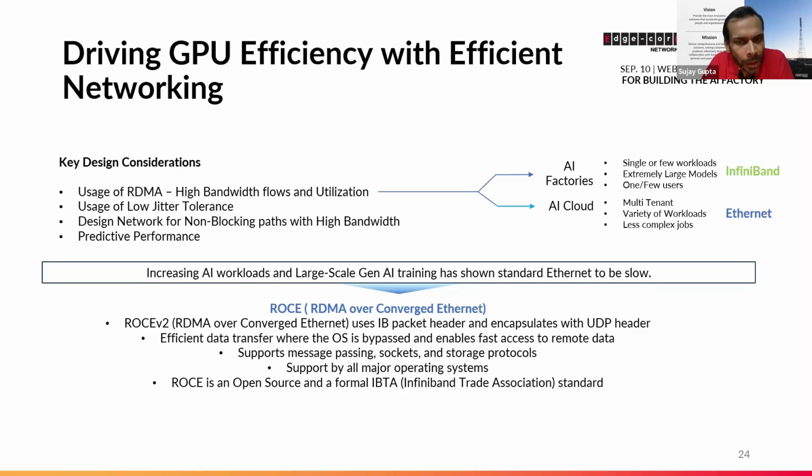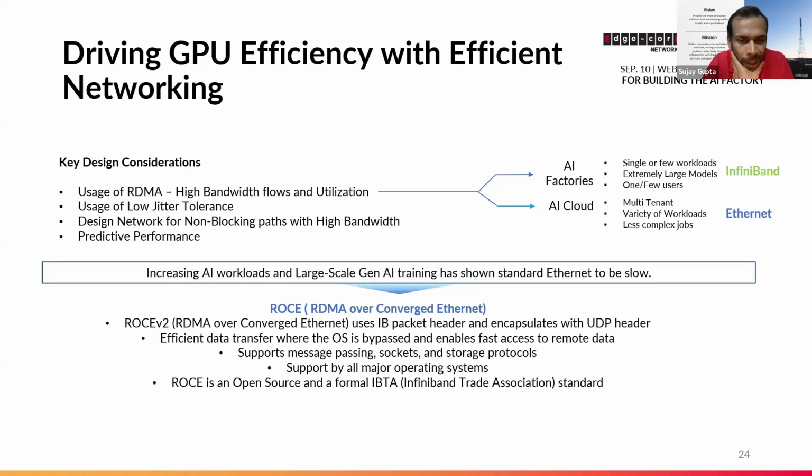So what is RoCE? If you look on the right-hand side, there's InfiniBand, which is very popular and well-known, and then there's Ethernet. InfiniBand was always designed for low latency point-to-point communication from a server to storage, and it was efficient. It did that job well. Ethernet was always designed for multi-purpose jobs.